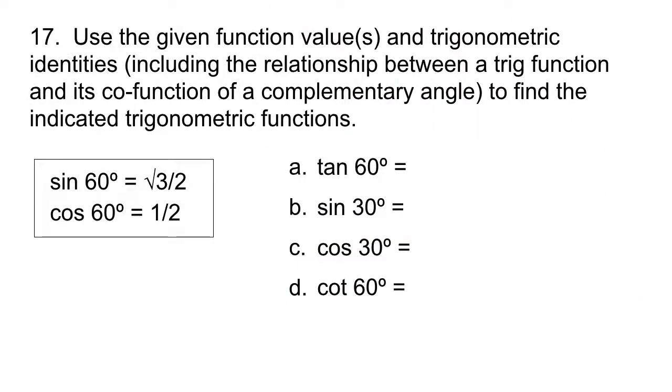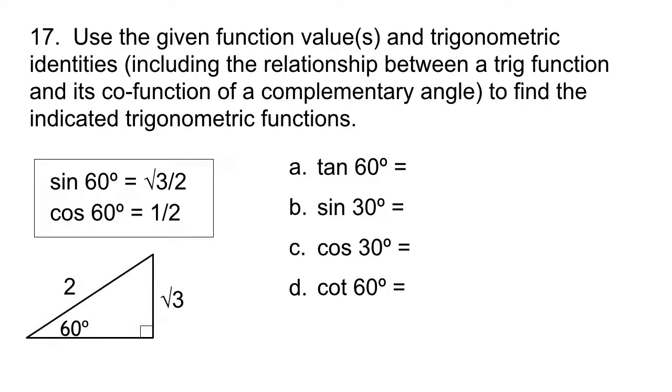Here we have an example where they're telling us the sine of 60 degrees is square root of 3 over 2, and the cosine of 60 is 1/2. And they're asking us a lot of questions about tangent of 60 and the sine and cosine of 30 degrees, which is going to be the complement, as well as the cotangent of 60. So let's start with our picture. And here we have 60 degrees.